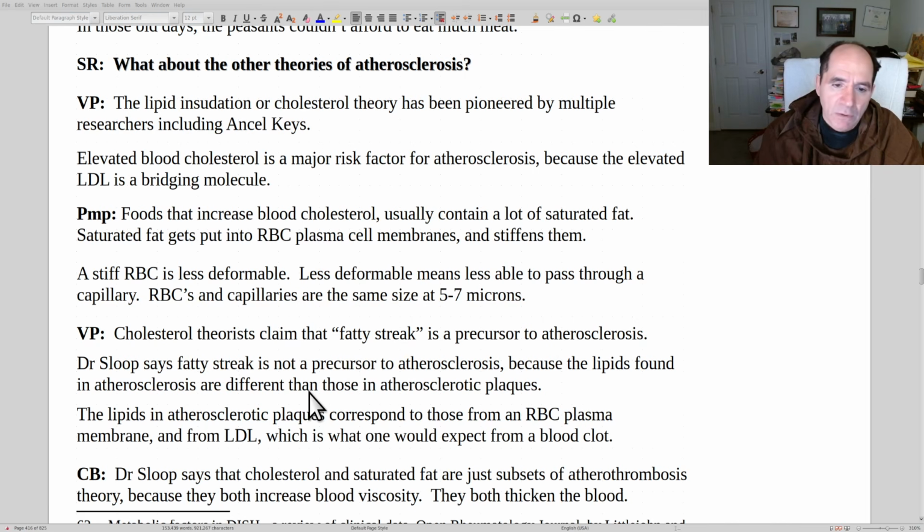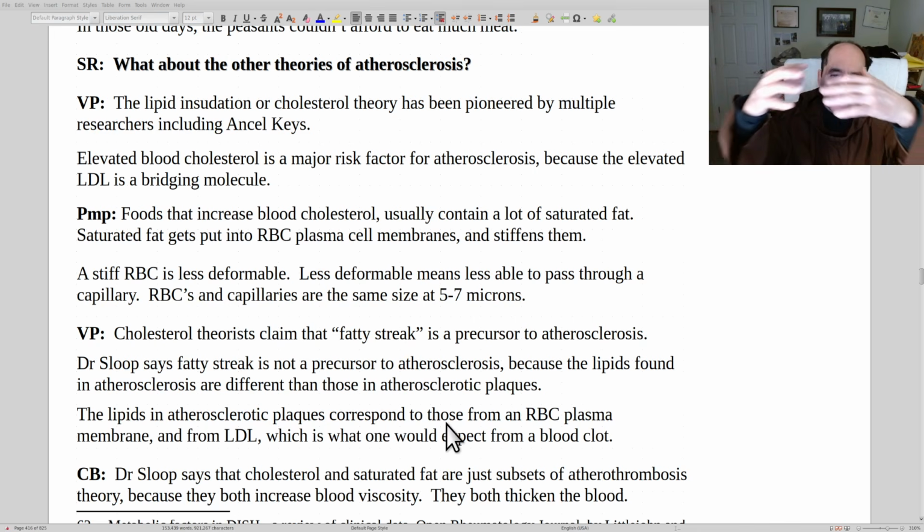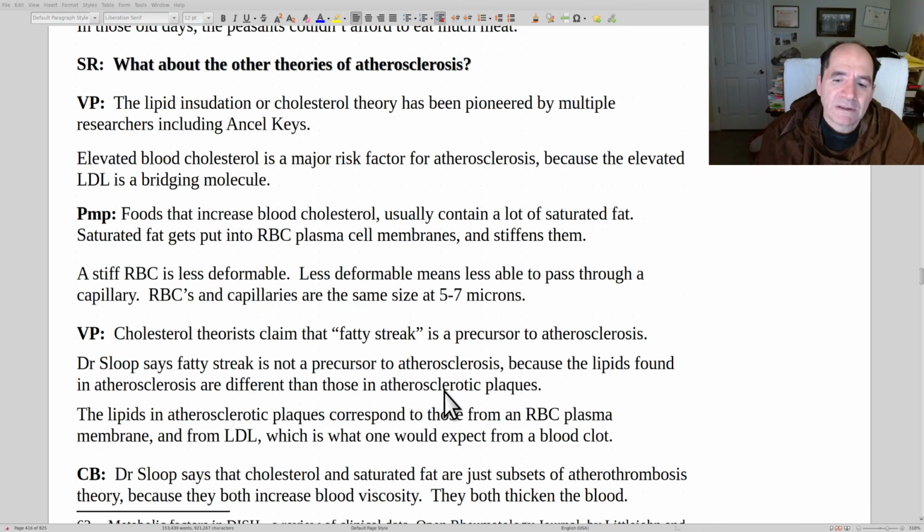Dr. Sloop says no. He says fatty streak is not a precursor to atherosclerosis. This is an important statement. Fatty streak is not a precursor to atherosclerosis because the lipids found in fatty streaks are different than those in atherosclerotic plaques. The lipid in atherosclerotic plaques corresponds to those of the red blood cell plasma membrane and from LDL cholesterol, which is what one would expect in a blood clot.